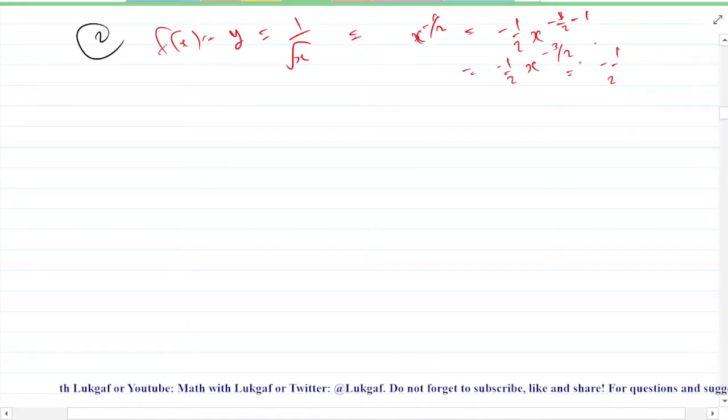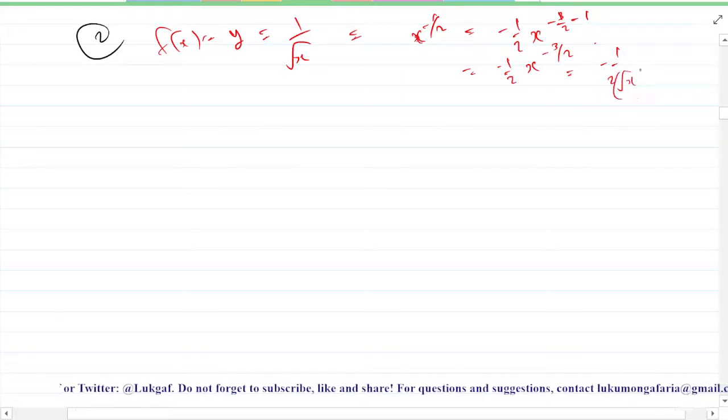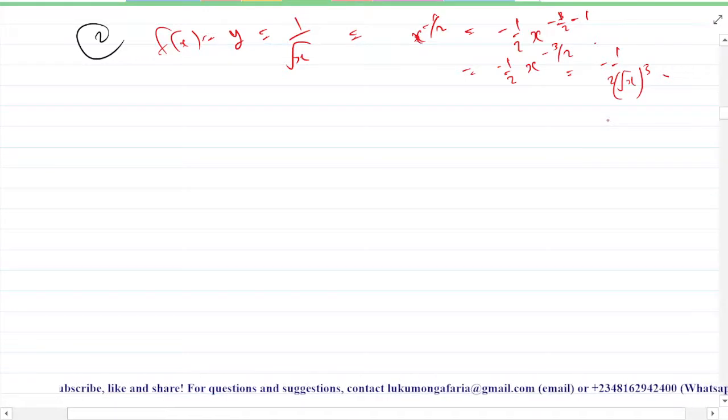So we arrive at minus half. If you bring this guy here, this will be what? Square root of s, everything raised to 3. So it means this is what I'm going to obtain. So if that is the case, let us check it out and see if we are going to get that.